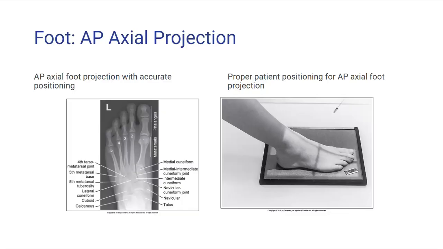Image analysis guidelines for the AP axial foot projection state that equal spacing between the second through fifth metatarsals should be evident. One third of the talus is superimposing the calcaneus. In a non-weight-bearing projection, the joint space between the medial first and intermediate second cuneiform is demonstrated as open. The tarsometatarsal and navicular cuneiform joint spaces are open. The third metatarsal base is at the center of the exposure field.